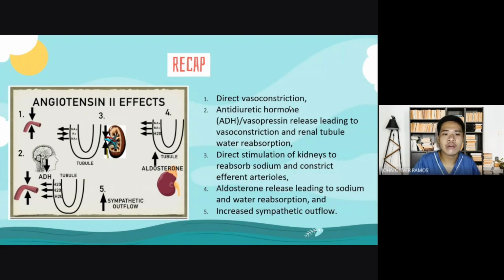So, recap. The five effects of angiotensin II are: first, the direct vasoconstriction. Second, the antidiuretic hormone, or vasopressin, release, leading to vasoconstriction and renal tubule water reabsorption. Third, the direct stimulation of the kidney to reabsorb sodium and constrict efferent arterioles. Fourth, aldosterone release leading to sodium and water reabsorption. And fifth, or the last, increased sympathetic outflow.